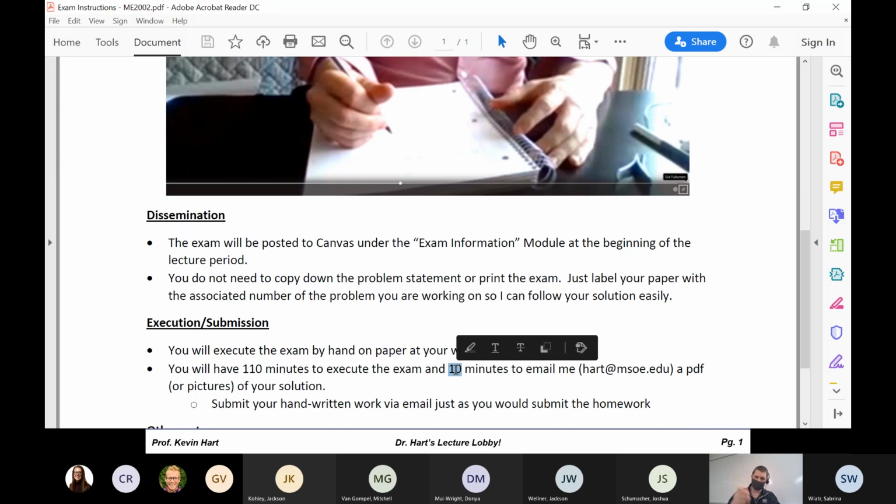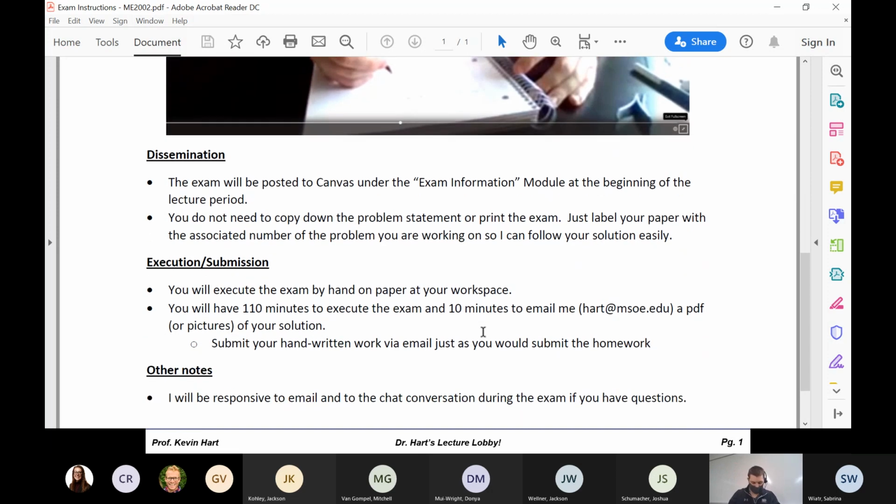And then you'll stop, and you have 10 minutes to submit the exam to me once you've completed. You're going to submit it just like you submit homework. Take pictures, scan it, whatever you do, email it to me. And that'll be that. You don't need to copy the problem statement down or put it on your paper. Just write number 1 and go to town. That's that. I'll be there in the chat. If you have questions, I will answer them by email, or if you use the chat feature in the Microsoft Teams meeting, that's fine. Questions about how the exam will be executed?